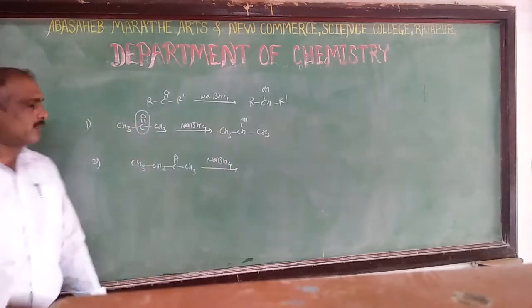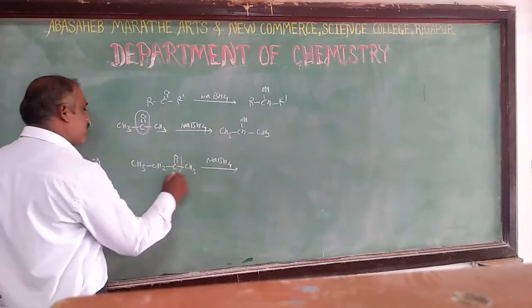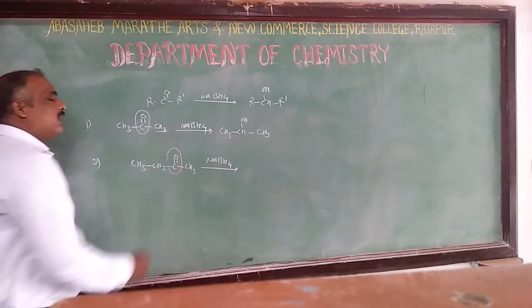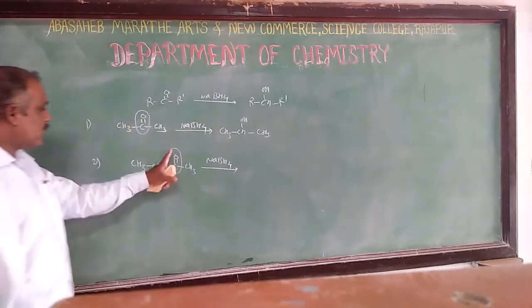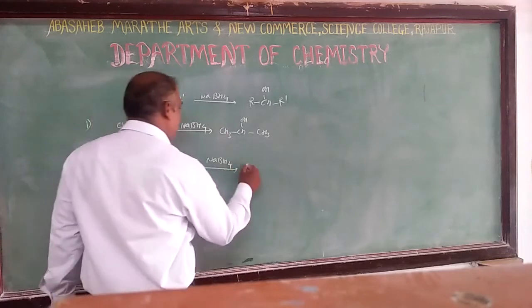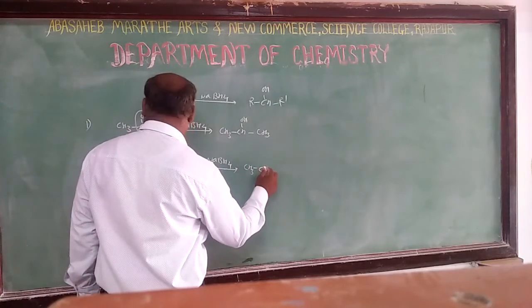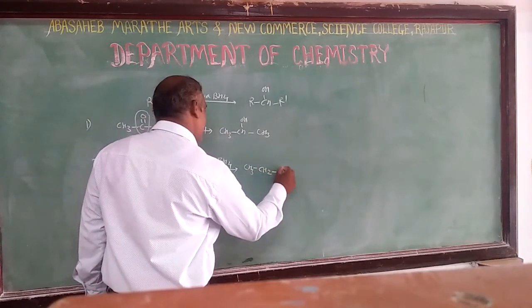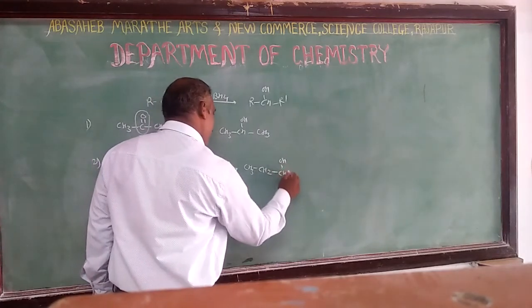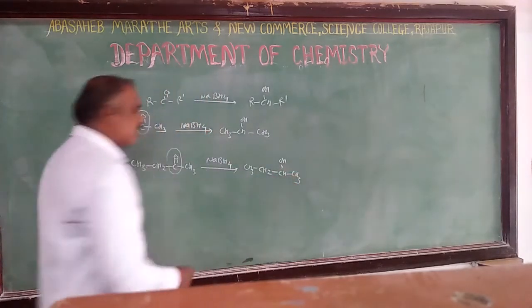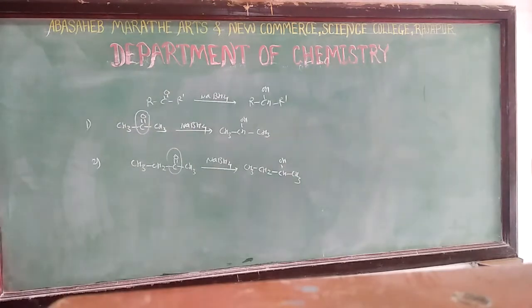Sodium borohydride. What is it? The product is that it reduces only the ketonic group. Right? This is the product.